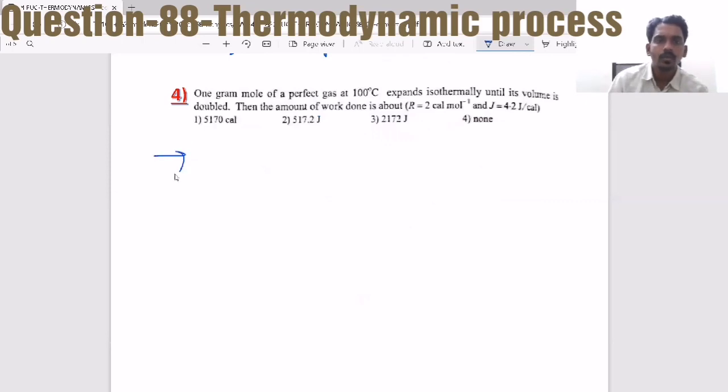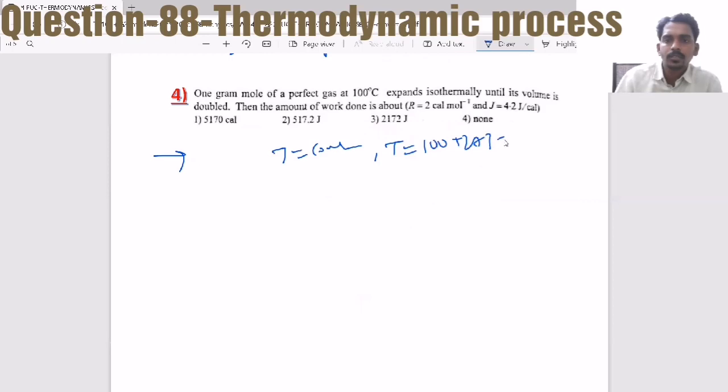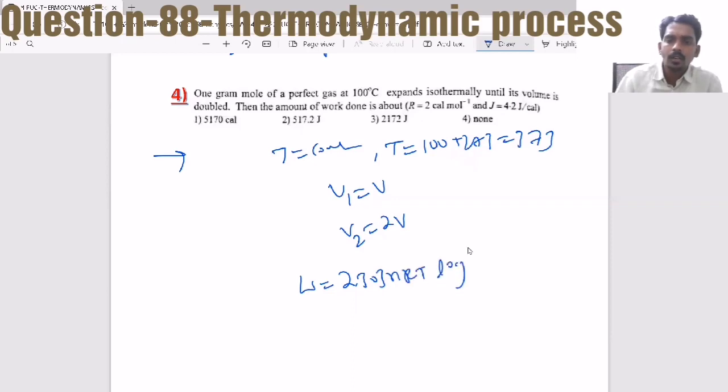Next, 1 gram mole of a perfect gas at 100 degrees Celsius expands isothermally until its volume is doubled. Isothermally means temperature is constant. At what temperature? 100 degrees Celsius means 373 Kelvin. Until its volume is doubled means V1 is V and V2 is 2V. Then the work done is 2.303 nRT log V2 by V1.